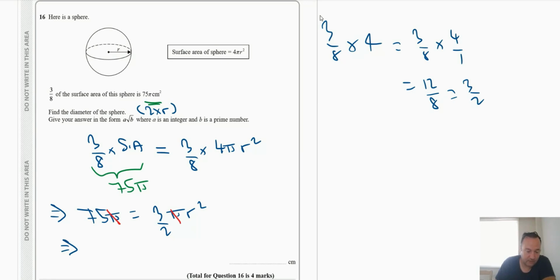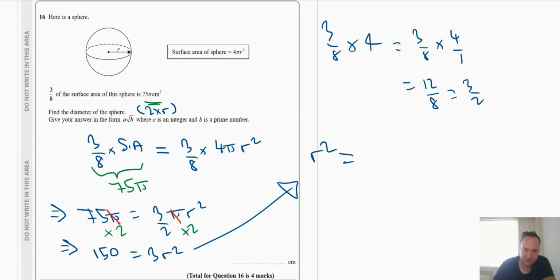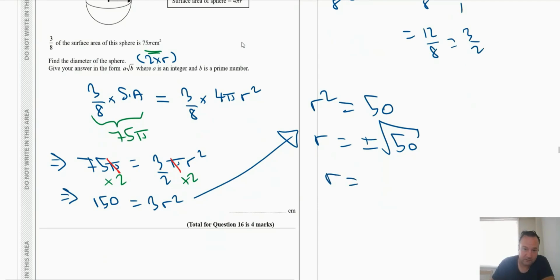So now we can also get rid of the denominator on the right-hand side by multiplying both sides by 2. 75 times 2 is 150. 3 over 2 times 2 is 3. So 150 equals 3r squared. So dividing both sides by 3 means that r squared equals 150 over 3, which is 50. So r is actually going to be equal to plus or minus the square root of 50. But we can't have a negative radius, can we? So we disregard the negative solution. So r is actually equal to the square root of 50. Just take that positive solution.